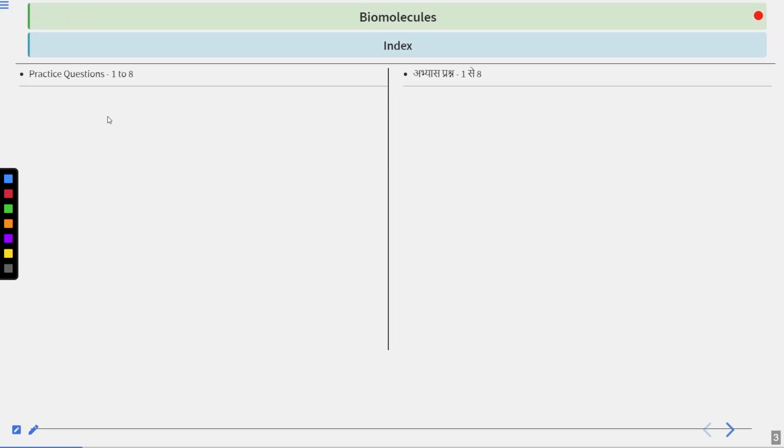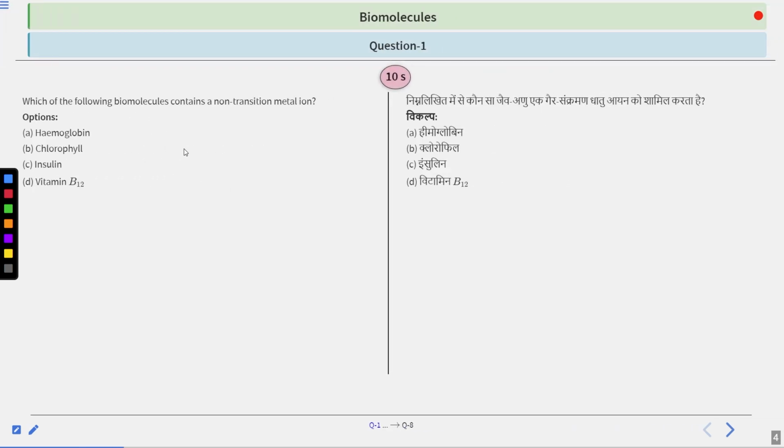Moving on to the index. Practice questions from 1 to 8. Let's start with the first question. Question number 1.